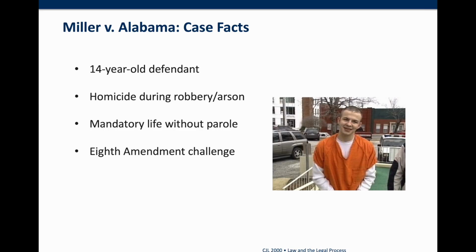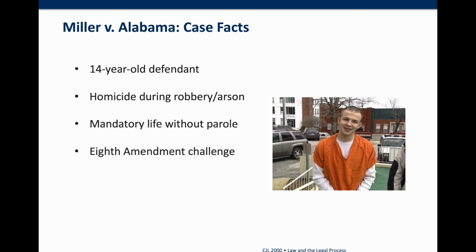Alabama. Now, this case involved a 14-year-old defendant named Evan Miller. Evan Miller participated in a robbery and assault, which ultimately resulted in the death of another individual through arson. So, under Alabama law at the time, Miller was sentenced to receive life imprisonment without the possibility of parole. So, if we stop and think about this for a second here, this is sentencing a 14-year-old child to spend the rest of their life in prison with absolutely no possibility of release.